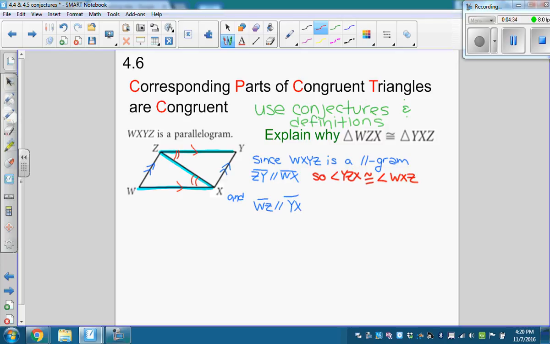And when we write a proof, we're going to go even farther and say why that is. And we'll do that in a minute. But first, let's look at the second pair of parallel lines. That's this line. Here's the transversal, and this line are parallel. So we know that this is an alternate interior angle with this. So since WZ is parallel to YX, we know angle WZX is congruent to angle YXZ.